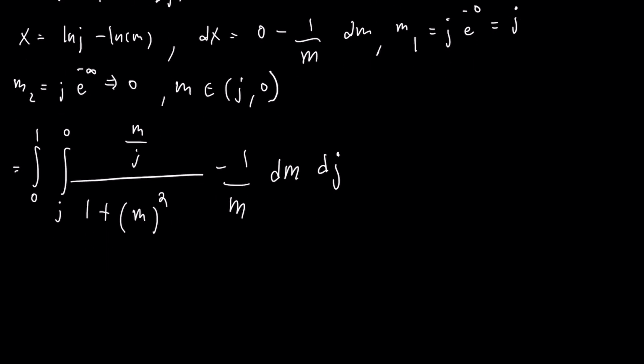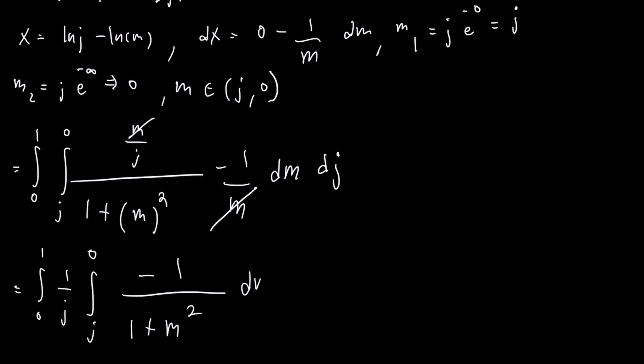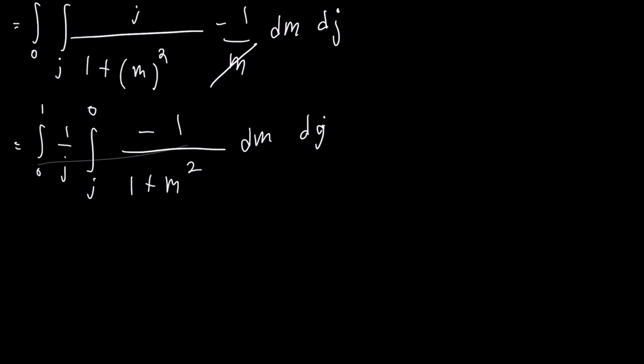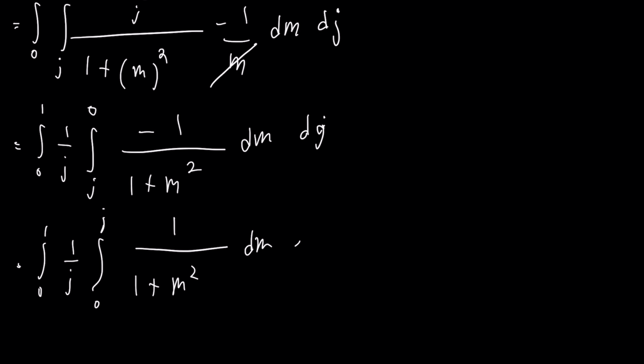So as you can see, this will cancel. We have a 1 over j, so it's the integral from 0 to 1 of 1 over j, the integral from j to 0 of minus 1 over 1 plus m squared dm dj. But because of that negative, we can reverse the order of the bounds. So we have the integral from 0 to 1 of 1 over j, and then the integral from 0 to j of 1 over 1 plus m squared dm dj.